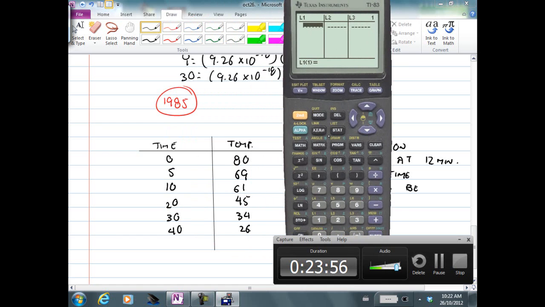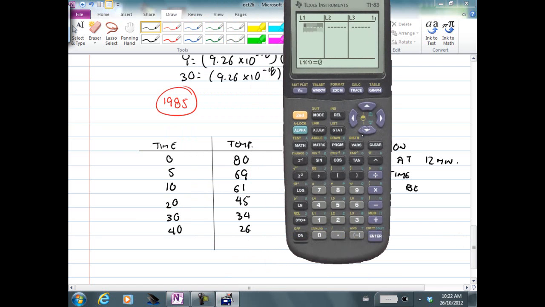Y scale, you can go whatever you like. So again, I go 0, 5, 10, 20, 30, 40. These are just rough points. 80, 69, 61, 45, 34, 26.